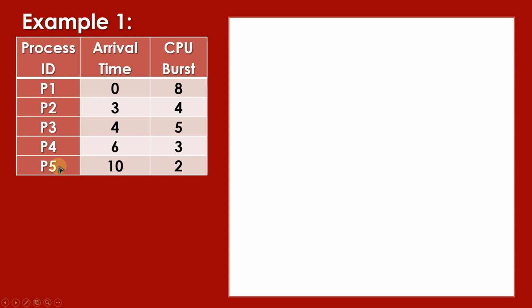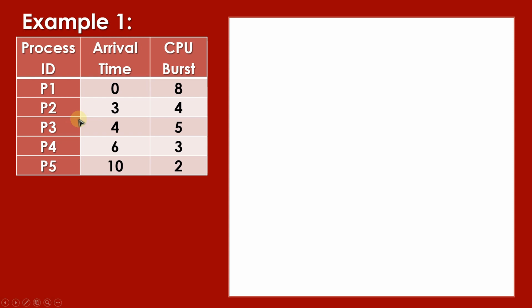The arrival time of P1 is 0, P2 is 3, P3 is 4, P4 is 6, P5 is 10. Okay? So, ito yung oras na dumating yung mga processes natin. Then, we have the CPU burst. Ulitin ko, ang CPU burst is the burst time or execution time.